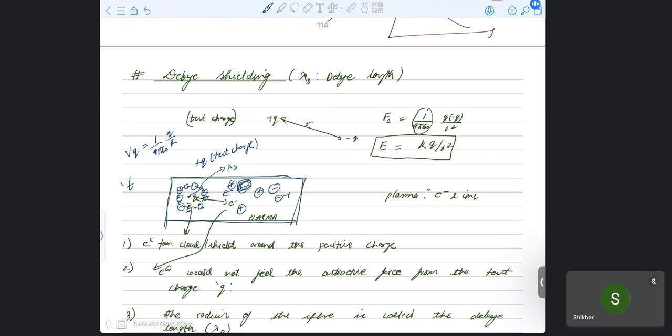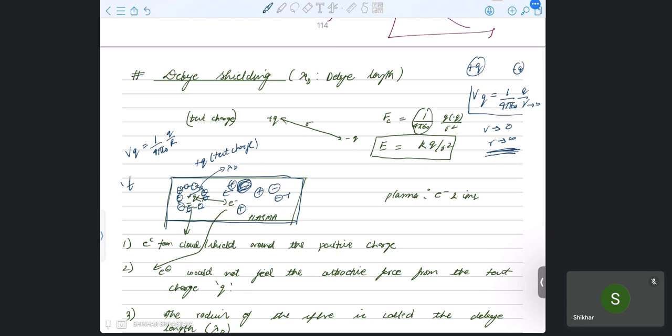This happens only inside plasma. If there was no plasma and we put a test charge in open space, another charge would feel the Coulombic interaction, and the potential generated by this positive test charge is 1 by 4 pi epsilon naught q by r. This potential tends to 0 only when r tends to infinity. That is, the effect of this charge will be felt up to infinity if you put a test charge in vacuum or any normal place.